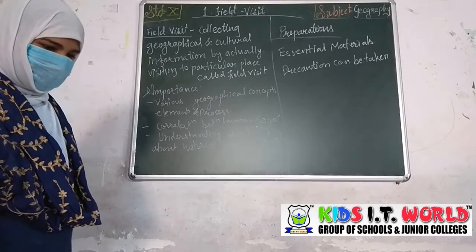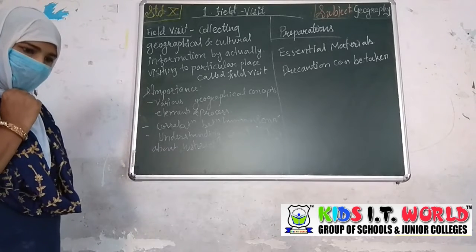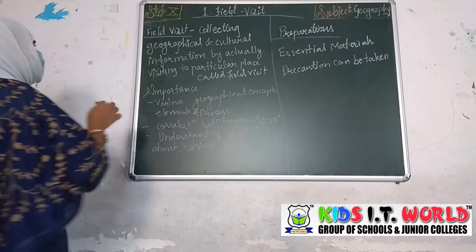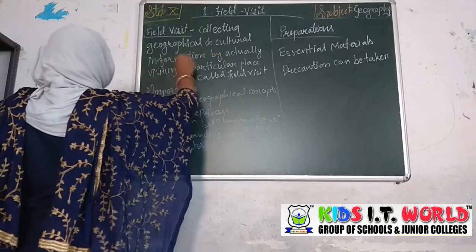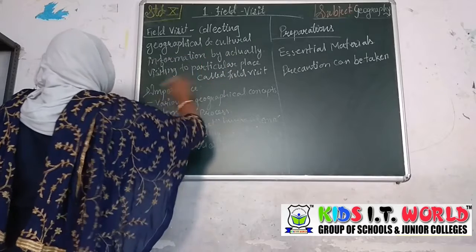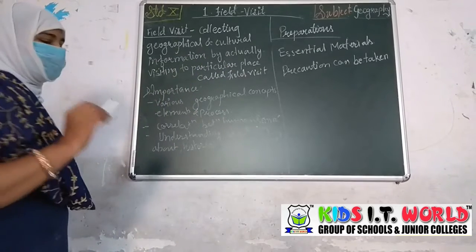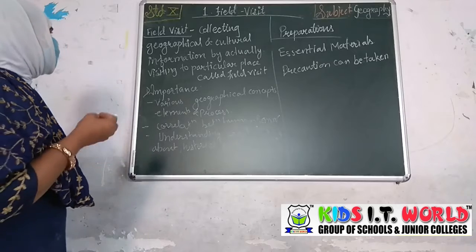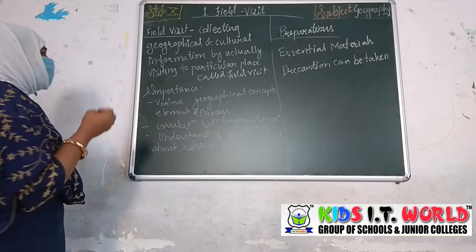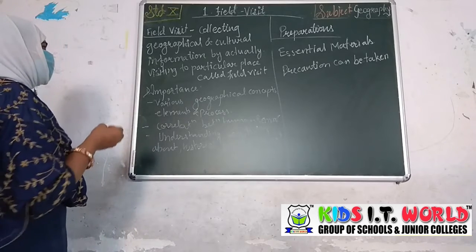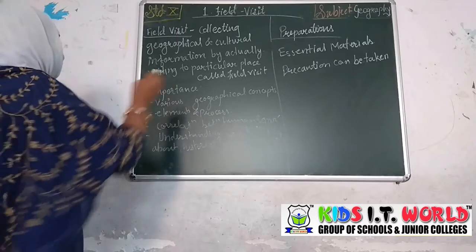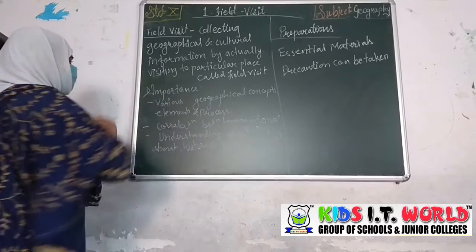Before starting the chapter on field visit, let's understand what a field visit is. A field visit is collecting geographical and cultural information by actually visiting a particular place. It is an important method to study the geography and the cultural or social information of any geographical place. This method is known as a field visit.